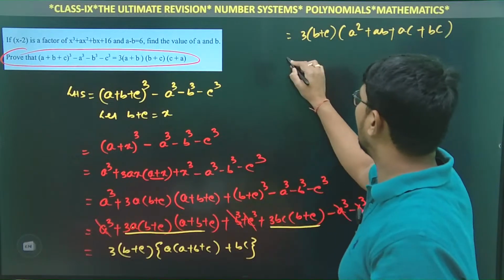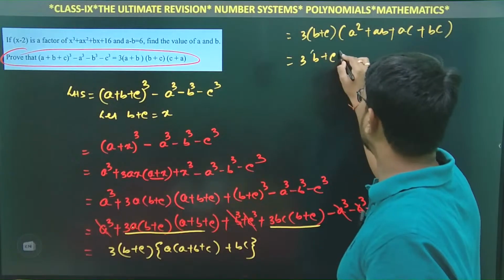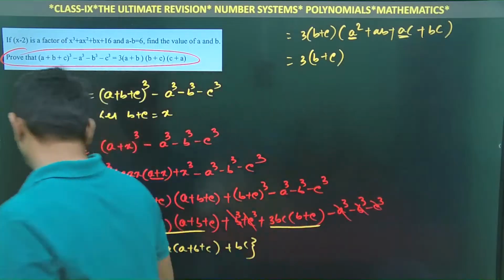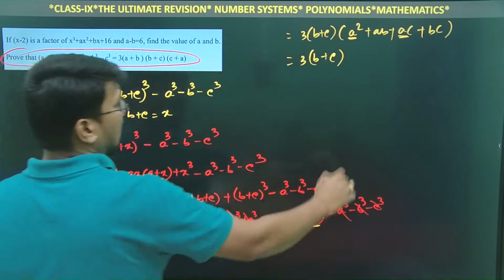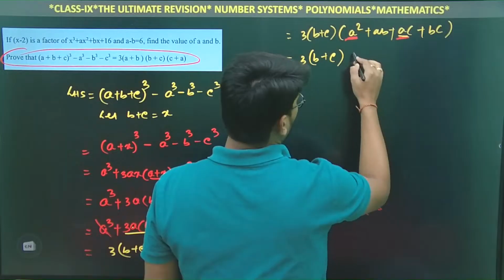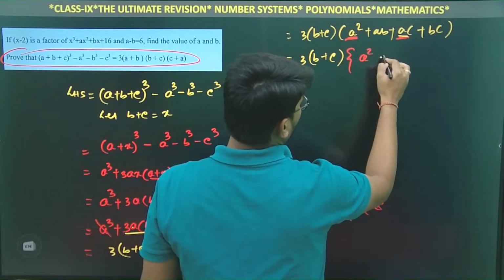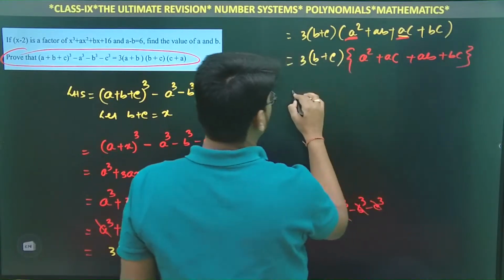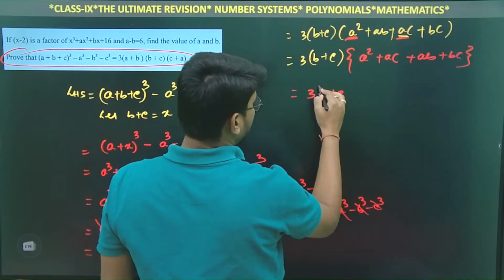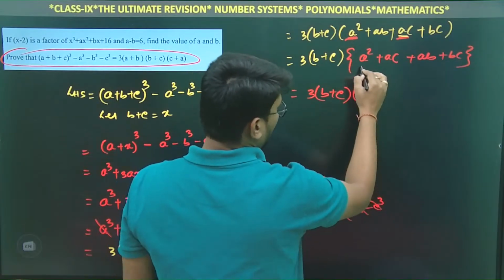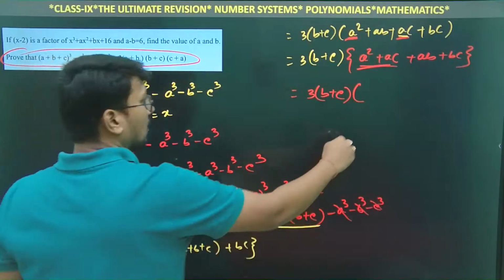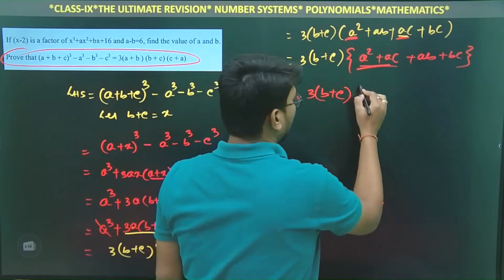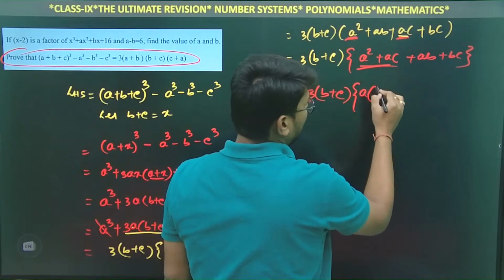Right? So now 3 into b plus c. Now, children, we will make a group. a square and ac is a group. Are you clear? So I'm writing them: a square plus ac together, plus ab plus bc together, right? So 3 into b plus c multiplied by, from these two, what is common? Check carefully: a square, ac. a is common, right? So a is taken common.